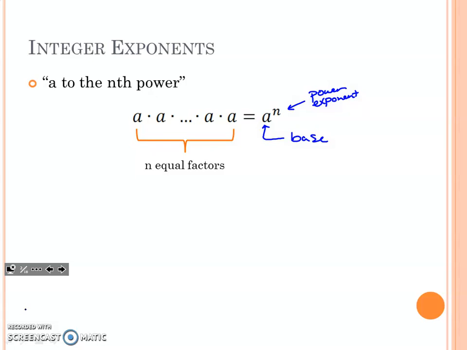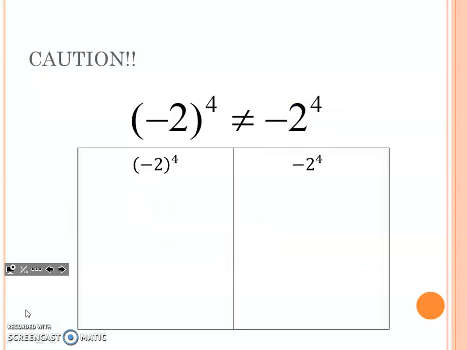If I have 3 to the 4th power, that means that I have 3 times 3 times 3 times 3. The 4 there tells me that I need 4 3s. Okay, hopefully that is review for everybody on our exponents, what they mean. We're going to go ahead and go on then.